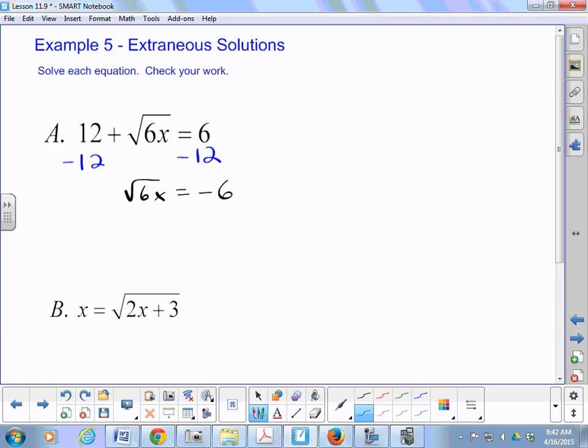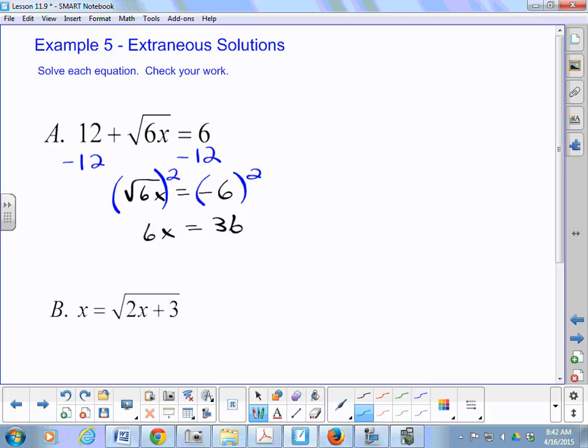Do you ever see any negative numbers? There are no negative numbers. Square root of 6x cannot equal negative 6. All right, so let's continue this. I square both sides, I get 6x equals 36. Okay, that's legit. I can handle that.